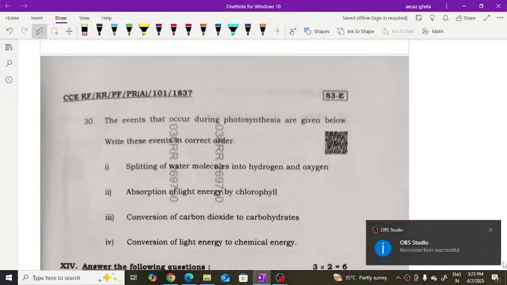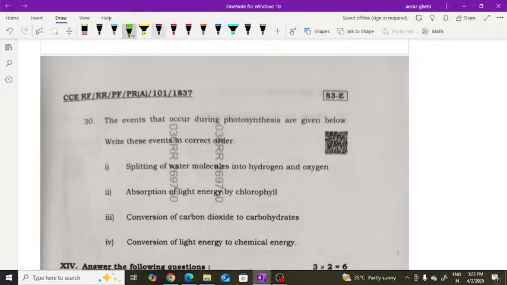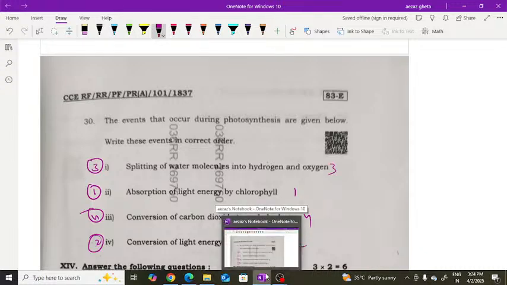The events that occur, you have to write in order. First takes place absorption. Second, conversion of light energy into chemical energy. Then splitting of water into hydrogen and oxygen. Finally, conversion of carbon dioxide into carbohydrate. This is first, this is second, this is third, and this is fourth.